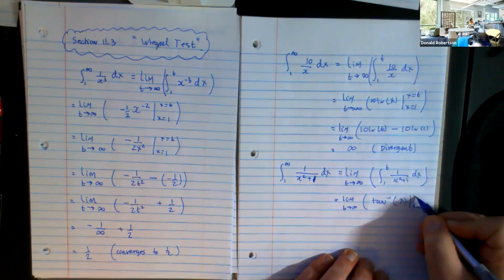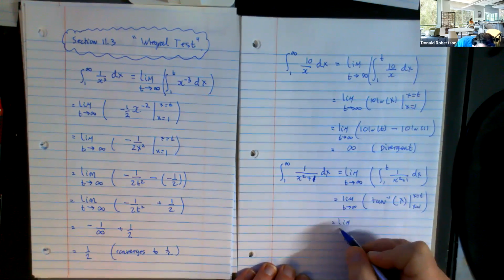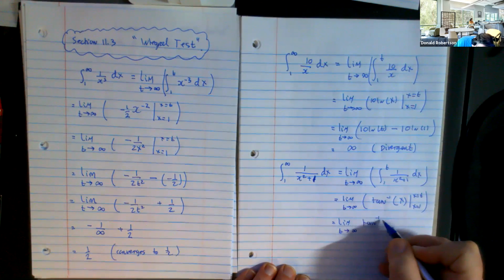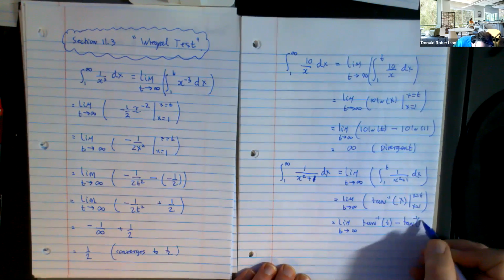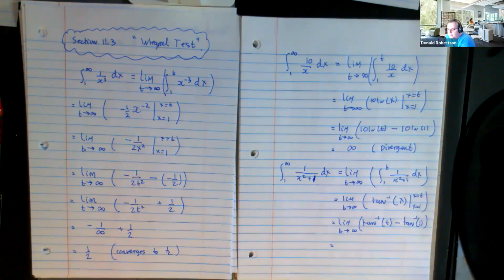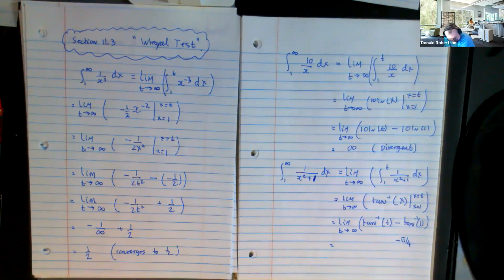Evaluated at 1 and at t. So that's going to be the limit as t tends to infinity of the inverse tangent of t, take away the inverse tangent of 1. I know what the inverse tangent of 1 is. It's the angle whose tangent is 1. So can you trust me that it's pi over 4? What angle has a tangent of 1? It is pi upon 4.